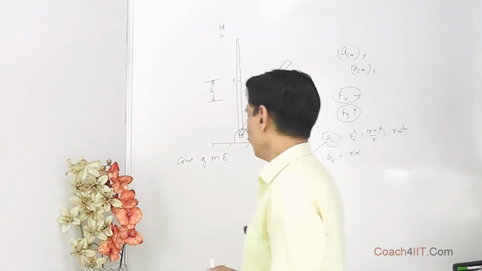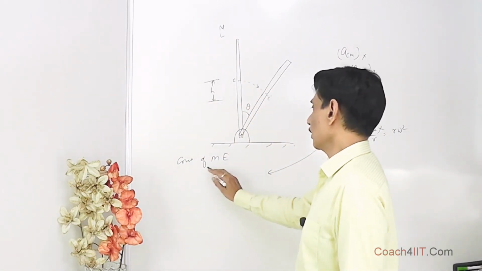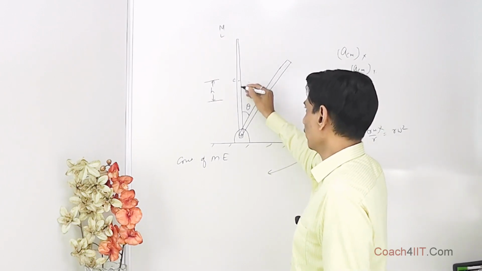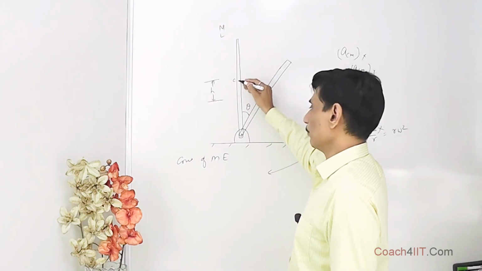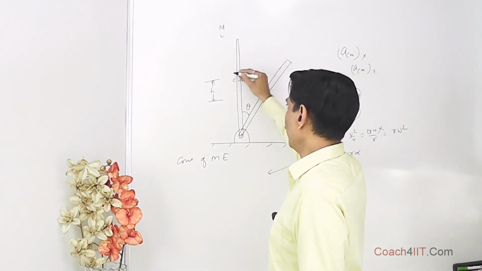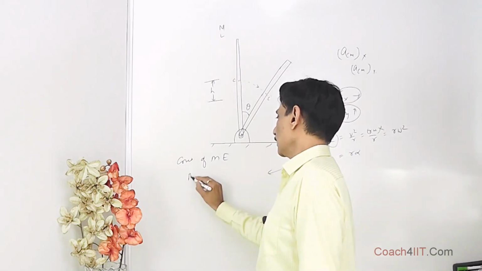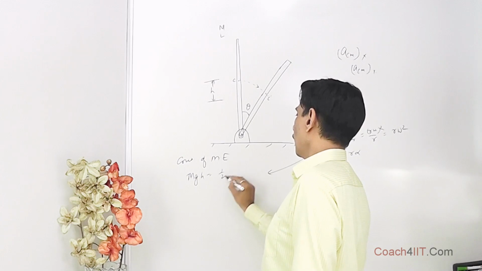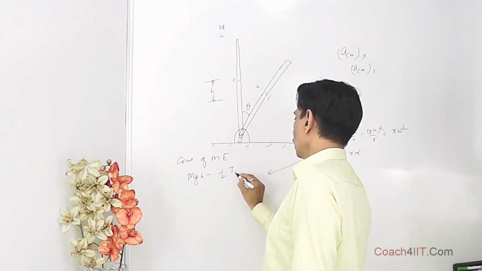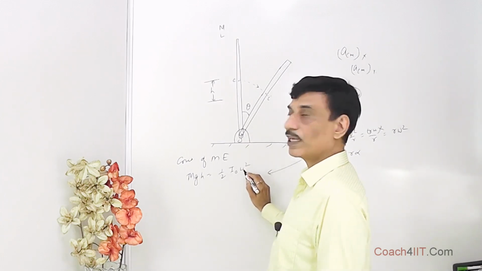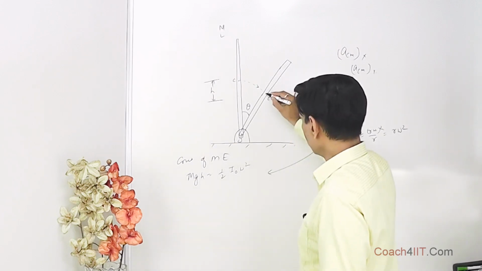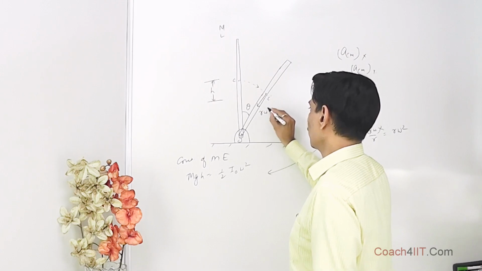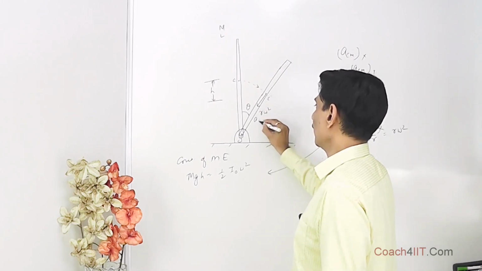Now, how did we apply the conservation of mechanical energy? When the rod goes from here to here, the center of mass goes from here to here. The center of mass is that point where the whole mass is concentrated, so m is over here. So we had mgh, the loss of potential energy, equal to half I about O into omega square. From there we found omega, and once we found omega, the centripetal acceleration is going to be r omega square. So that is how we found AC.